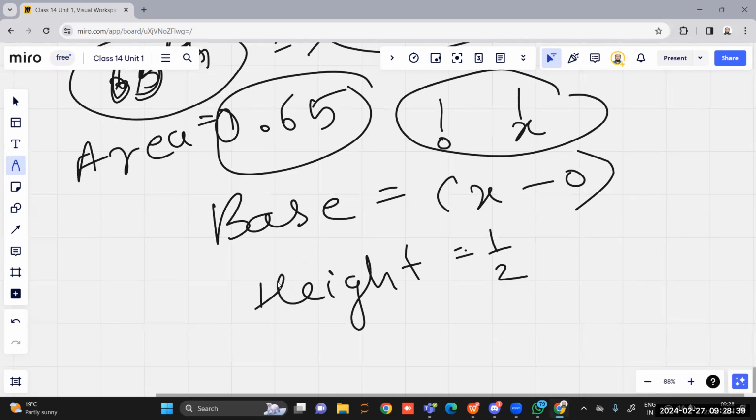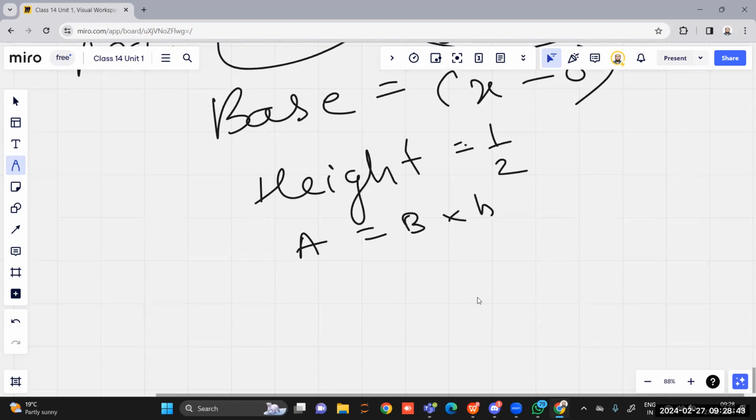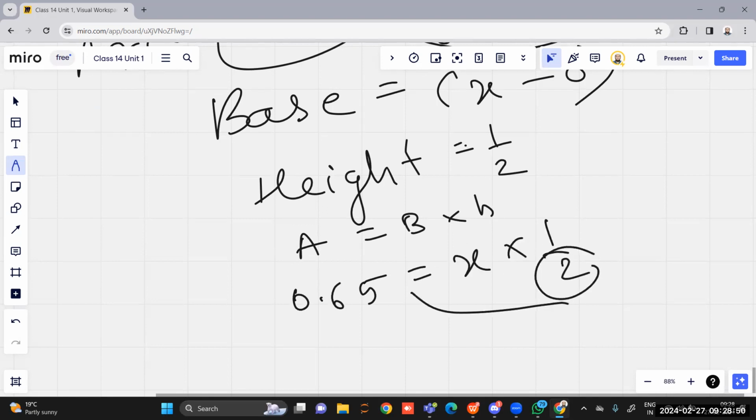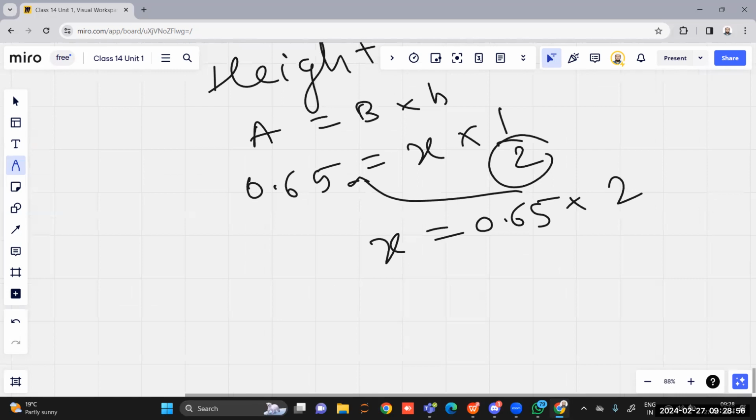So we need to put it in area equals base into height. So x minus 0 is x. Area equals 0.65 equals base, meaning x, into height, that's half. So the half moves to the other side and becomes multiplication. So x equals 0.65 into 2, which is 1.3. So x equals 1.3.